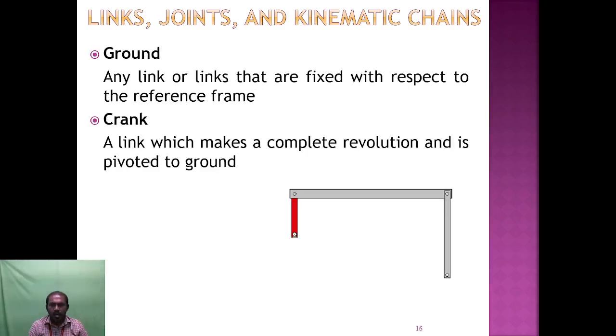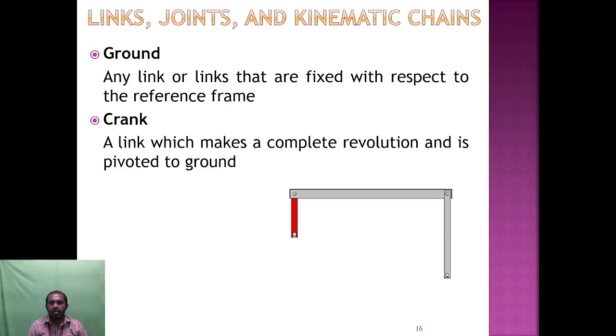And ground. We already said ground is a fixed one. Ground is any link that is fixed with respect to the reference frame. If we use three links, one link will be fixed. And crank: a crank means complete revolutions. Any one link that makes a complete revolution is pivoted to ground. So the ground link is fixed, and any other link moving in complete revolutions is the crank.